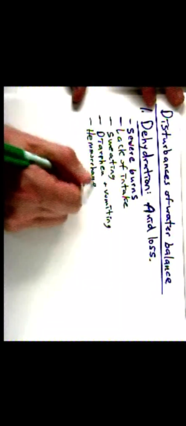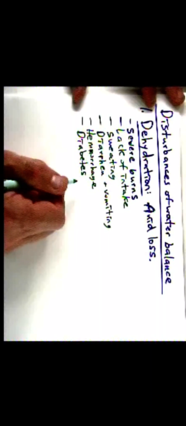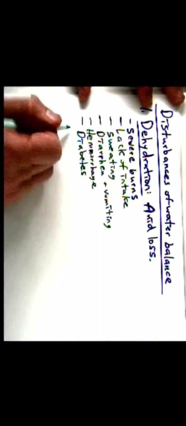A couple of things I want to mention. If we have hemorrhaging, that can cause it, and it might also be caused by diabetes that's not being treated, because diabetics will have a lot of glucose that will come through and pull water out. Now, a couple things I want to mention as far as signs or symptoms, because these are things to be aware of. Signs of dehydration.